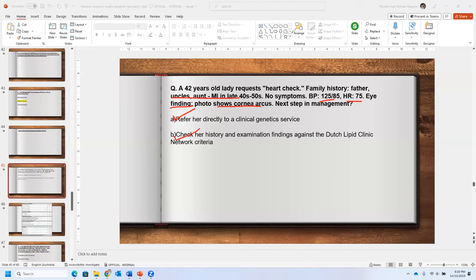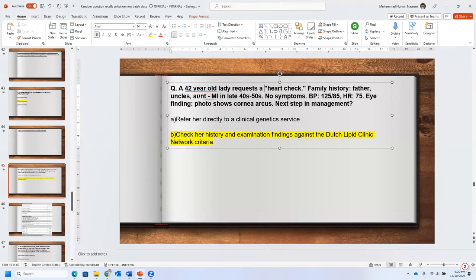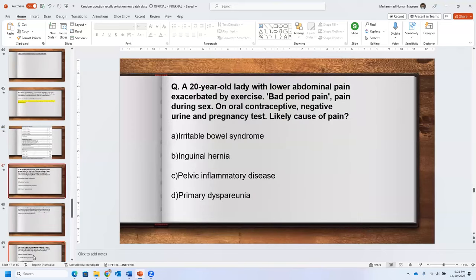Whenever a patient has features of hyperlipidemia, we always check the Dutch Lipid Clinic Network criteria to see whether she might have familial hypercholesterolemia or not if she's young. She's 42 already and has corneal arcus, which is like a lipid layer around the cornea. So we do this scoring in which we do biochemical investigation by checking lipid levels. We do clinical examination, checking for arcus cornealis or tendon xanthomas. Then we check the medical and past family history and make a score. If the patient has more than 8, she definitely has familial hypercholesterolemia. If it is 6 to 7, probable; 3 to 5, possible; and less than 3 is unlikely. So this Dutch scoring system is very appropriate and saves a lot of headache from going towards genetic screening for hypercholesterolemia.